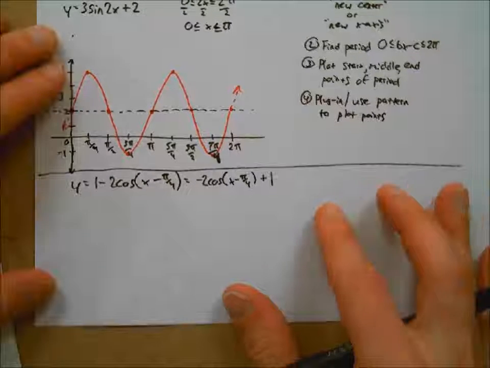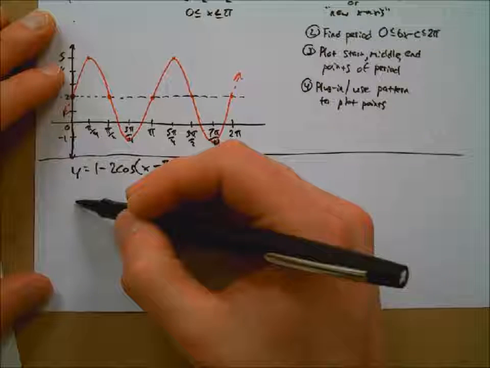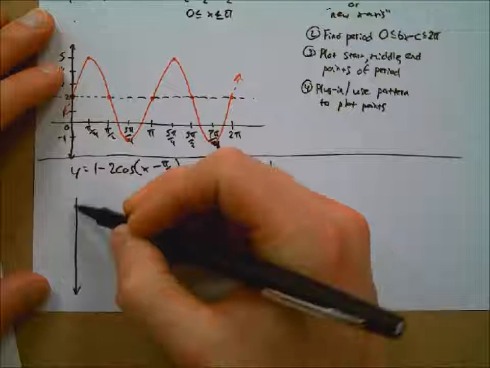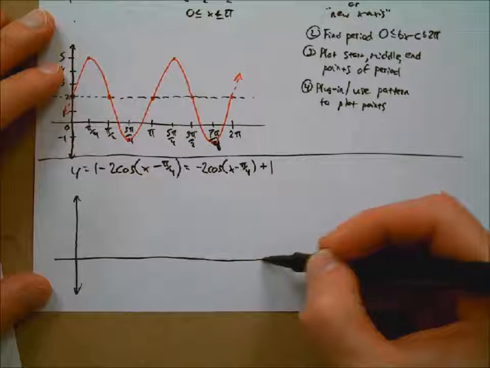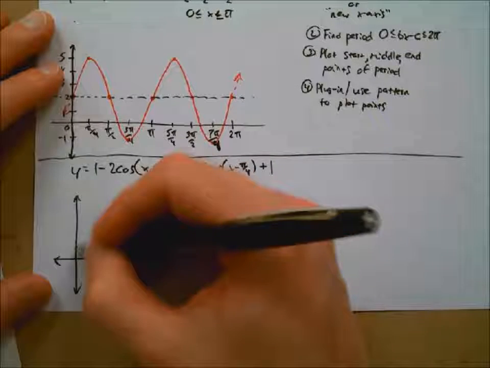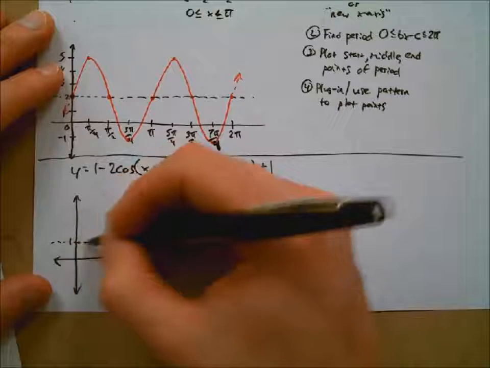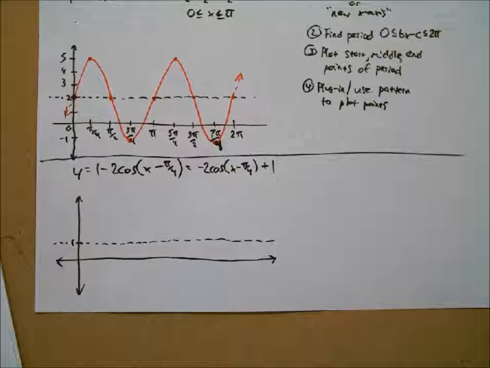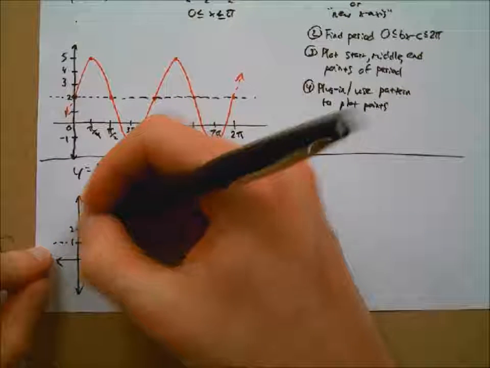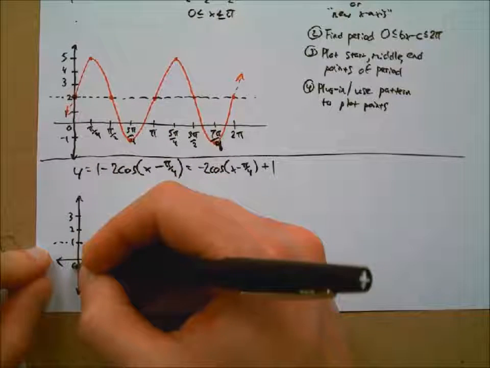Do we have a vertical shift? Yes, we do. Vertical shift, how much? Up or down 1? Up 1, plus 1. So our new center here will be at 1. And again, I'll just draw a dotted line like that. What's our amplitude? 2. So from the center of our wave at 1, we're going to go up 2 and down 2. Up 2 from 1 is 3. Down 2 from 1 is negative 1.